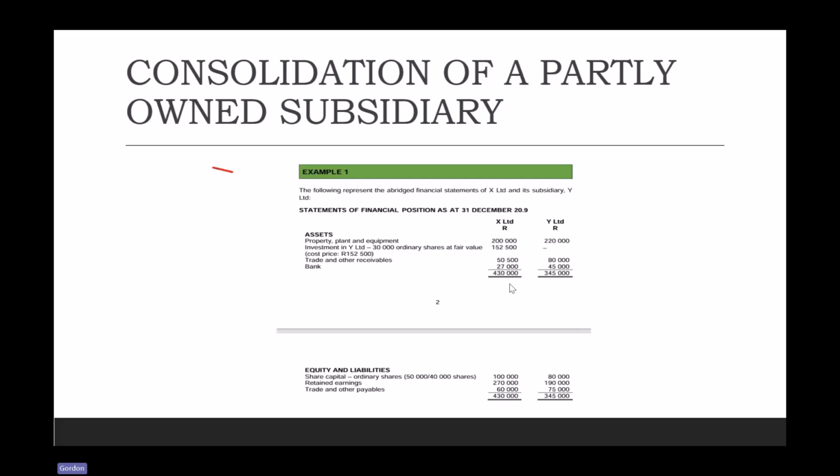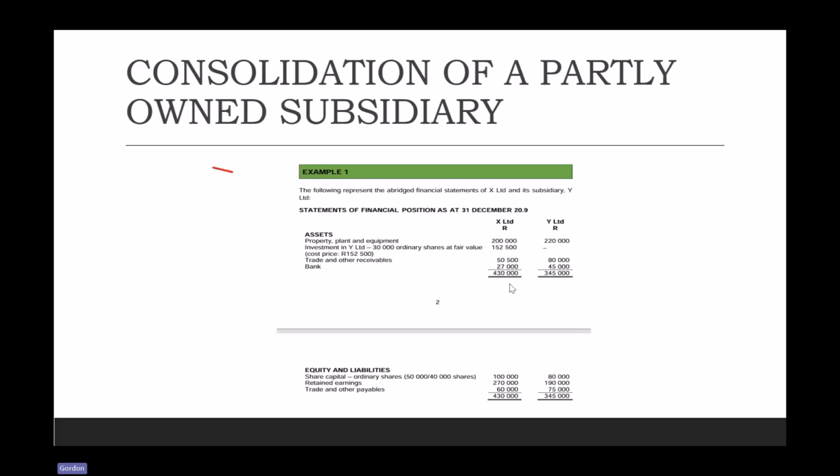First of all, why are we preparing consolidated financial statements in the first place? We're going back to the basics, right? Because it's very important that in lectures you actually get to understand the principles. Why? Who told us to prepare consolidated financial statements?